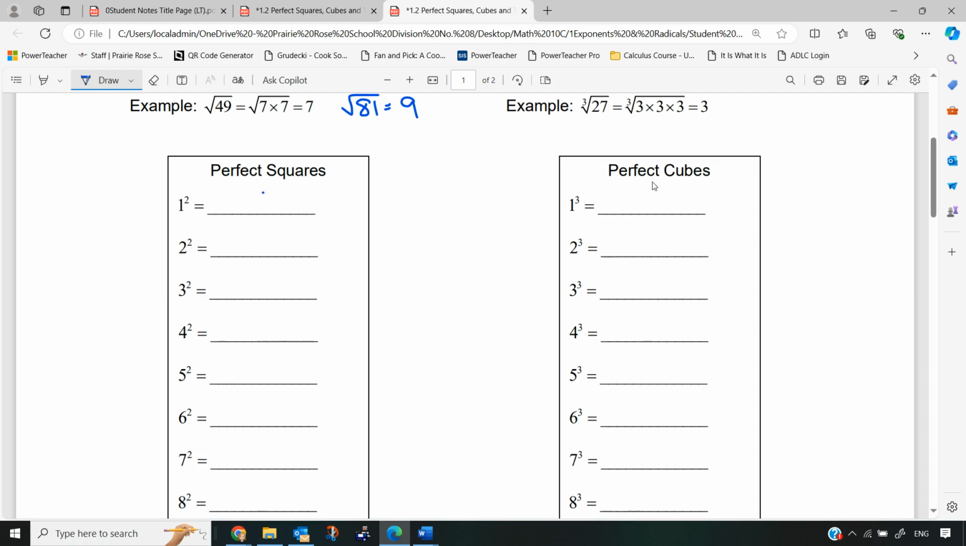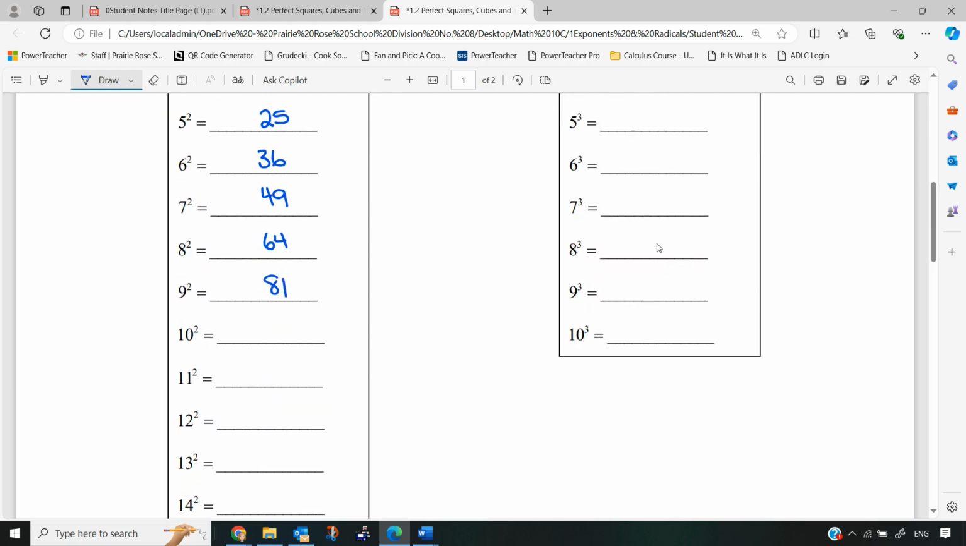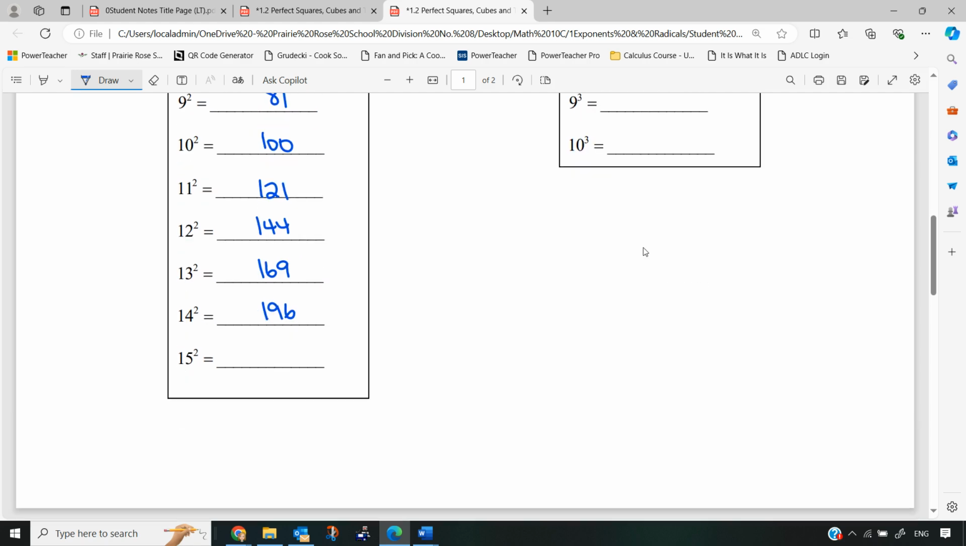So 1 squared is 1. 2 squared is 4, 3 squared is 9, 4 squared is 16, 5 squared is 25, we've got 36, 49, 64, 81, 100, 121, 144, 169, 196, and 225. And so I would recommend that you memorize up to 15 squared. Absolutely, we have access to our calculator and we can definitely use that to check. Honestly, I mix up 14 squared quite a bit. It's the one that I typically forget, but it's really helpful if you can memorize up to 15 squared.